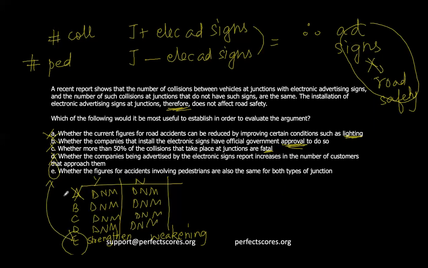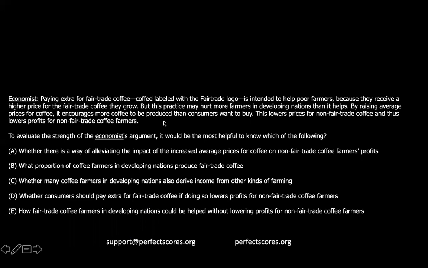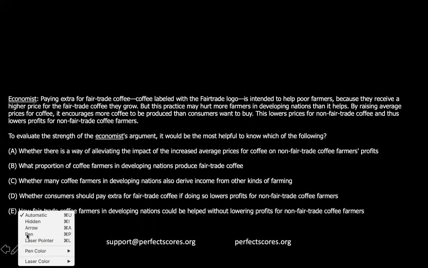Okay. Any doubt in this one? No. This one was a little more straightforward than the last one. Let's try this one also together, and then I'll give you a few questions to solve on your own.